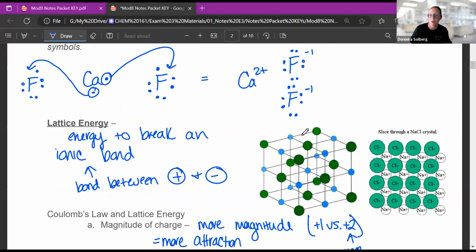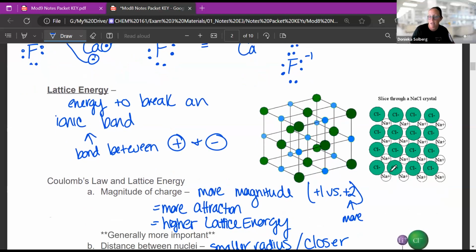Okay, so ionic compounds look like this. You get the positives and the negatives interdispersed, and they are attracted to each other because they're positives and negatives. This is what NaCl looks like in its crystal structure. Okay, so now I'm going to talk about what's called lattice energy. And that is the energy that's required to break an ionic bond, or the bond between that positive and negative. So how hard is it, or how much energy does it require to break a bond between a sodium and chlorine? That's really what lattice energy is.